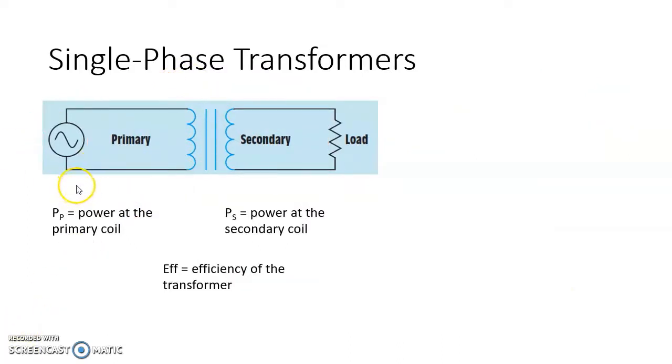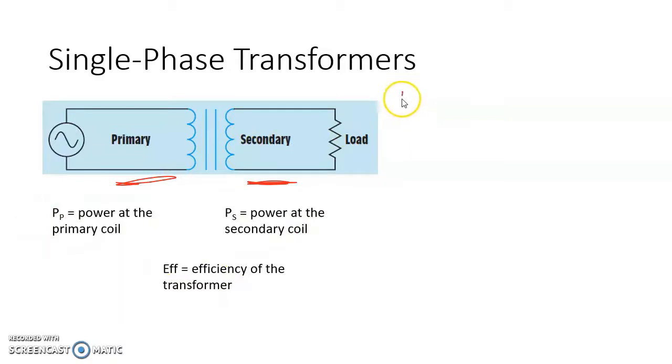And finally, we're going to talk about transformer efficiencies. We now know that power in equals power out. That's only true in an ideal world. And of course, we know that conductors of wire have some internal resistance. So no transformer is ideal. So we need to be able to figure out the efficiency of a transformer.